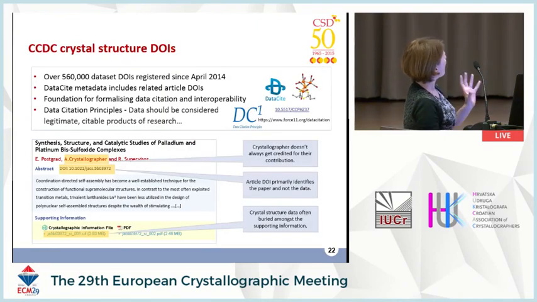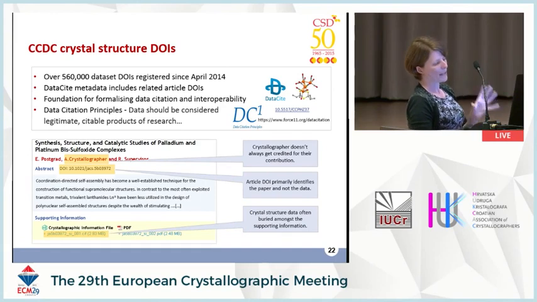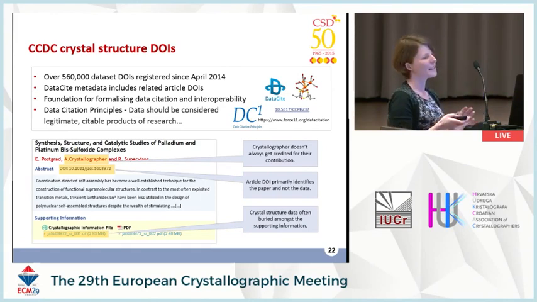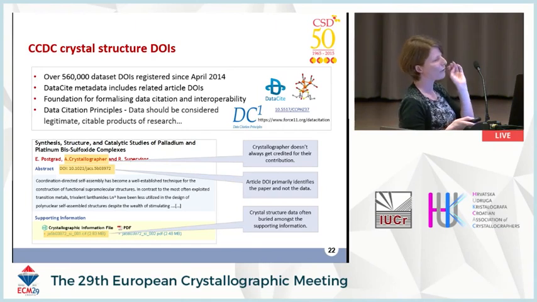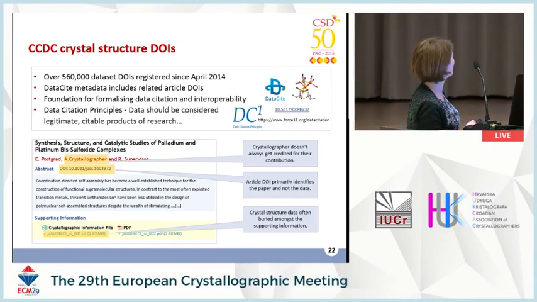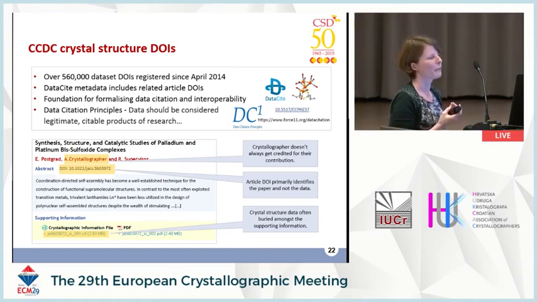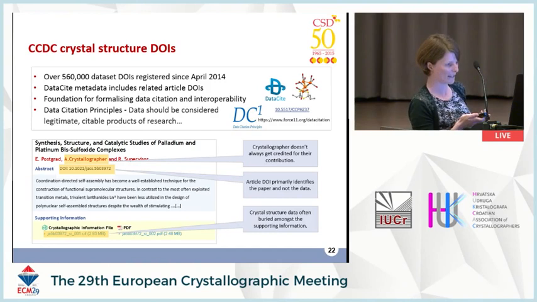When we think about publications, we've also been thinking about data and data publications, and we've started assigning dataset DOIs to CSD entries. We started last year, and we've assigned over 500,000 DOIs, and DOIs are now assigned within an hour of publication. And I think this really forms a foundation for formalizing data citation and interoperability.